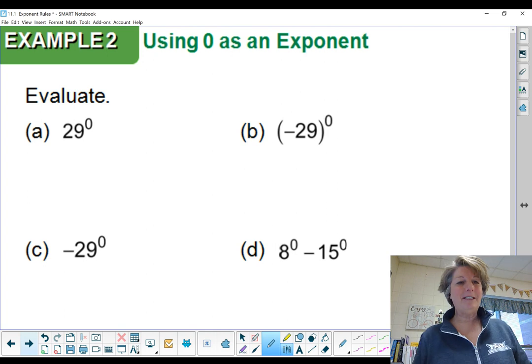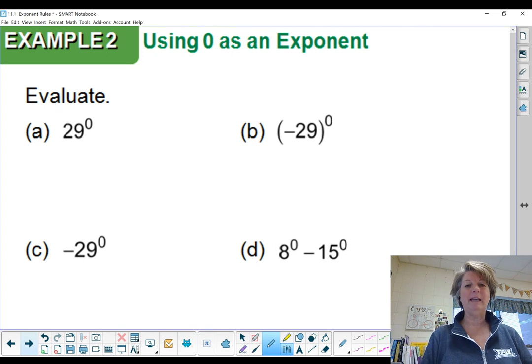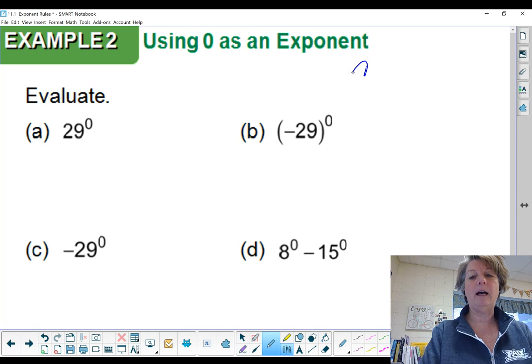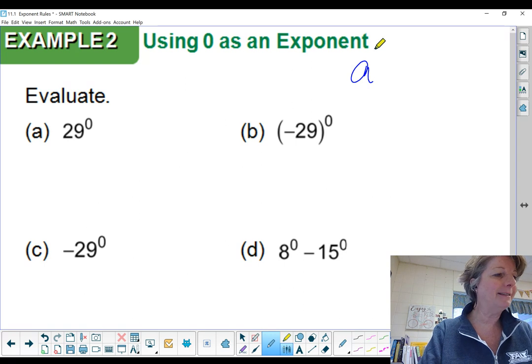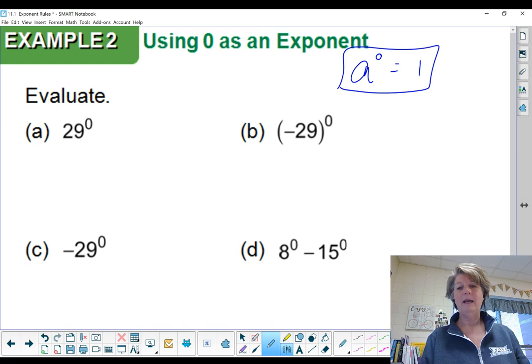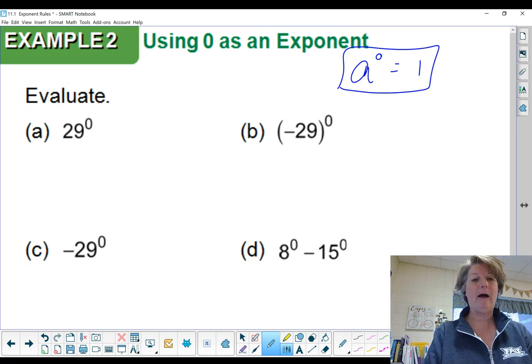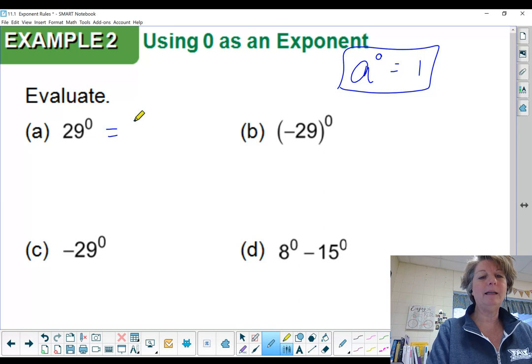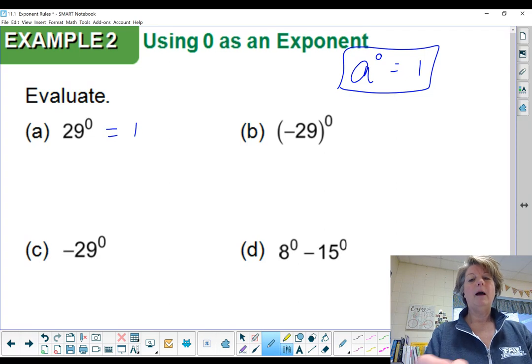On to example 2. This one's using the zero property of exponents. If you look at your little box of rules up in the right-hand corner, does it have a to the 0? Yes, it does. a to the 0 equals 1. This is the rule we're going to be expanding upon right now. 29 to the 0. Easy.